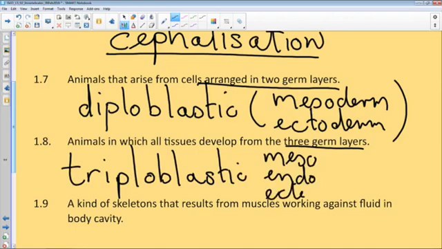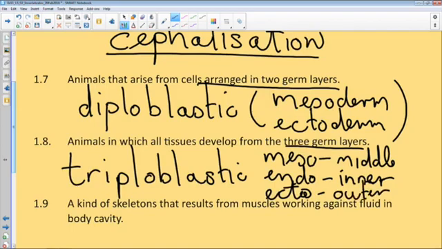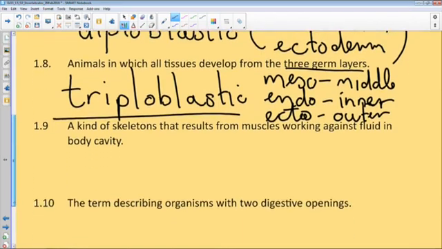And if you want to remember them correctly, so meso is the middle layer, endo is the inner layer, and ecto would be the outer layer. And we refer to them as being triploblastic organisms. Cool. And let's see the last question, now the second last question.